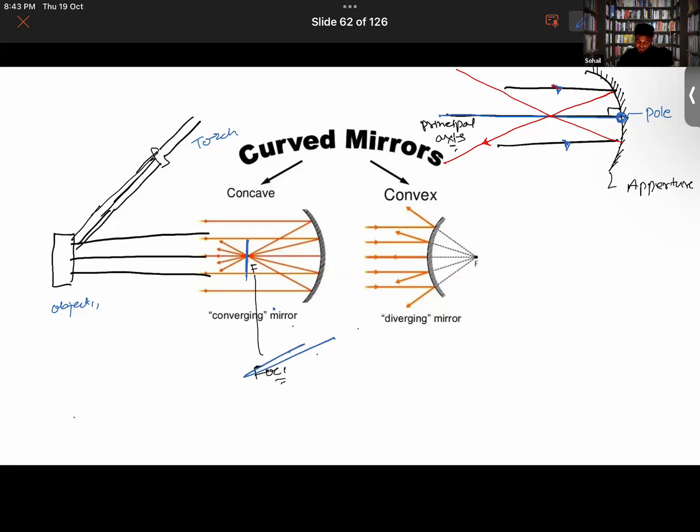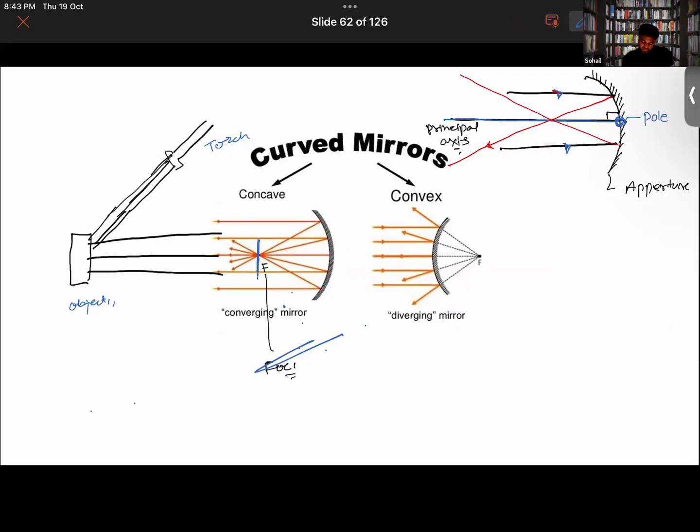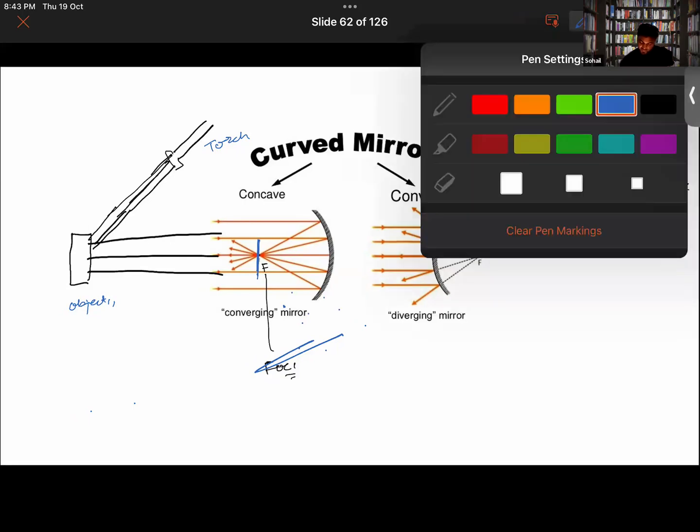Okay, it's not working. Look at the arrows here. Is my pointer visible? Is the pointer visible? Yes. Not yet.